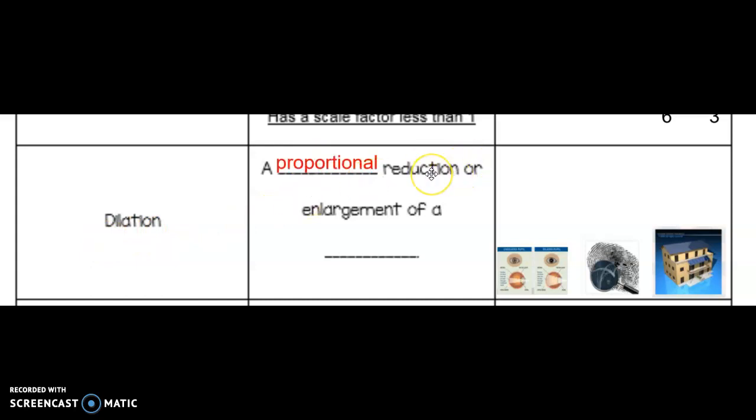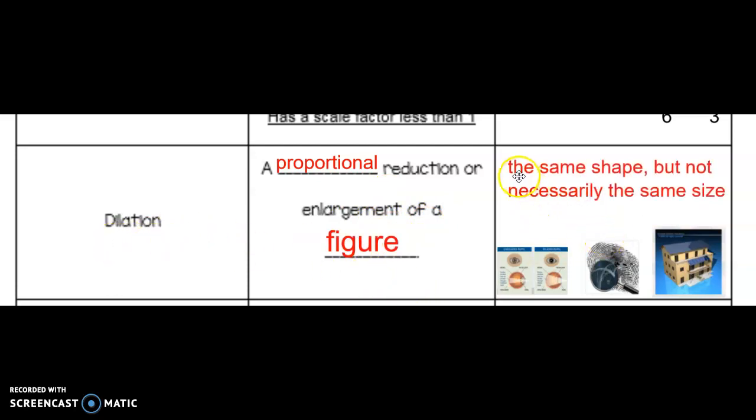A dilation, a proportional reduction or enlargement of a figure, is a dilation. So a dilation, again, is the same shape, but not necessarily the same size. An example is your pupils. When you look into the light, your pupils change sizes. They don't change shapes. They're circles. They don't all of a sudden become triangles, but they change size.